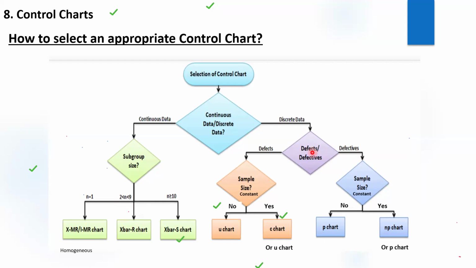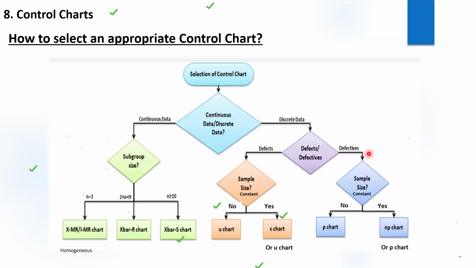Okay. And for discrete data, I ask two questions: defect and defective. What is the difference between defects and defectives? Sir, a defect is on the entire product. If in that there is any kind of dimensional deviation or problem or visual issue, then those are all defects. Yes. So for example, I have a pen and that pen has 3 problems.